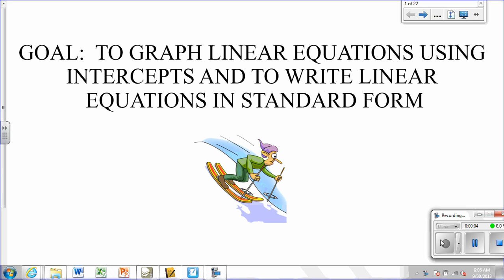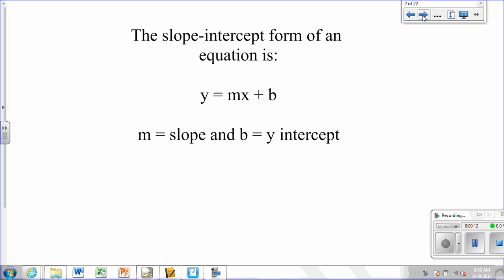Today's lesson is on how to graph linear equations using intercepts and to write linear equations in standard form. Just a little refresher, the slope-intercept form of an equation is y equals mx plus b. m is equal to the slope, b is equal to our y-intercept.